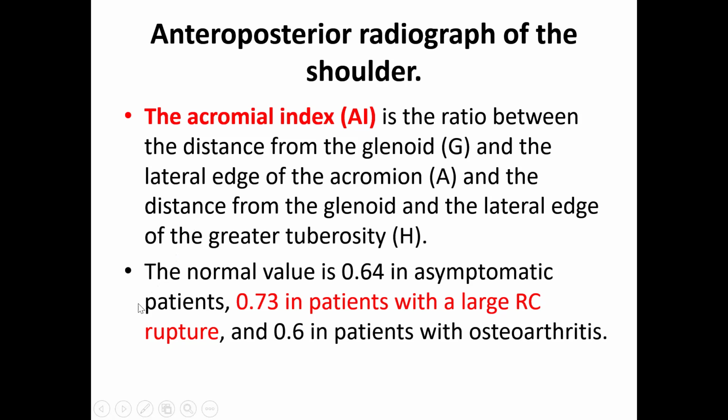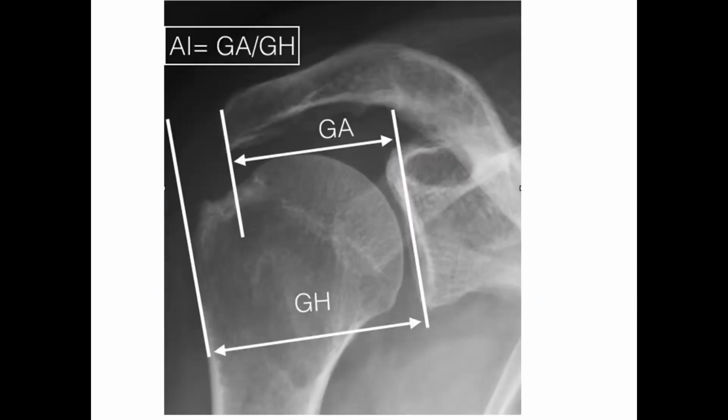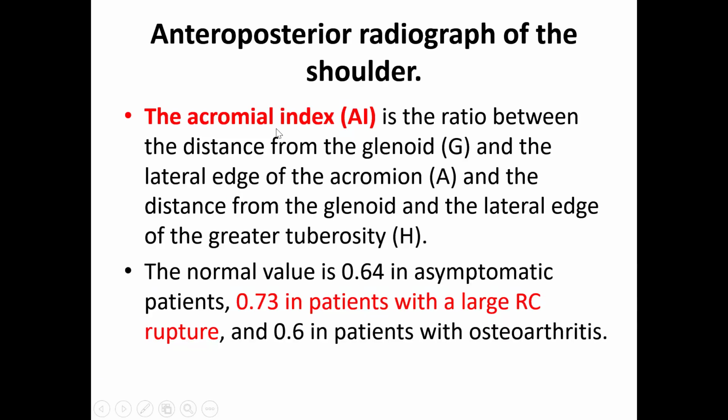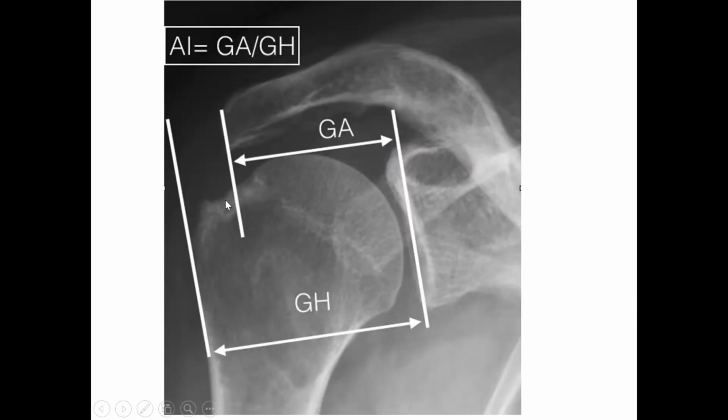If it is larger, say 0.73, more than 0.73, that is an indication of rotator cuff tear. And if it is 0.6 or less than 0.6, it is an indication of osteoarthritic changes in the shoulder. So this is important: what is the normal value of the AI? And if the value is more than normal, it indicates subacromial impingement.